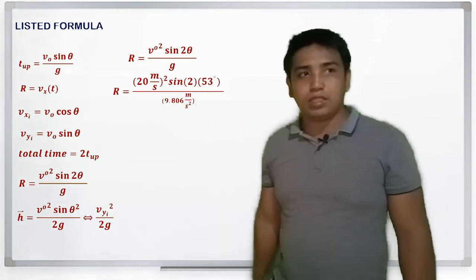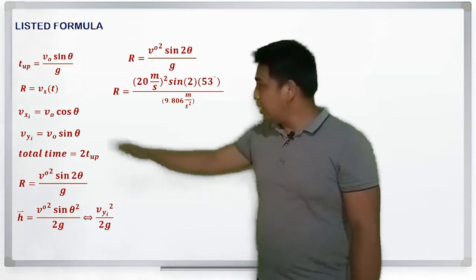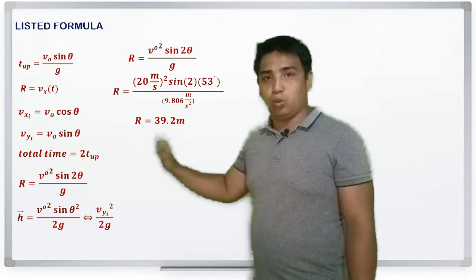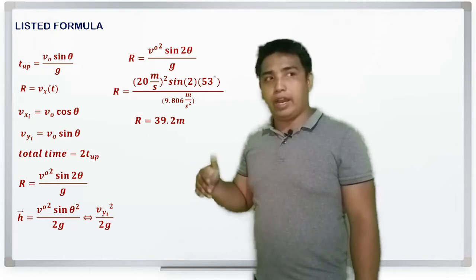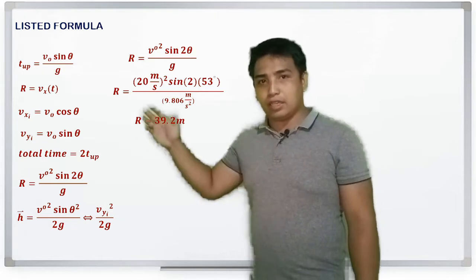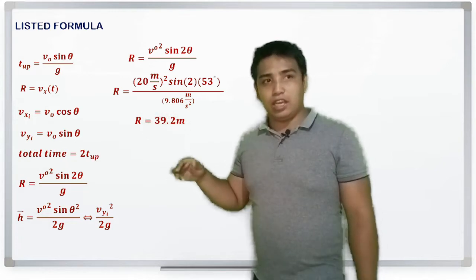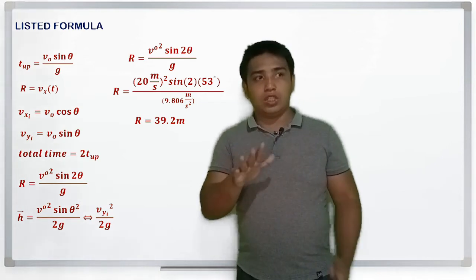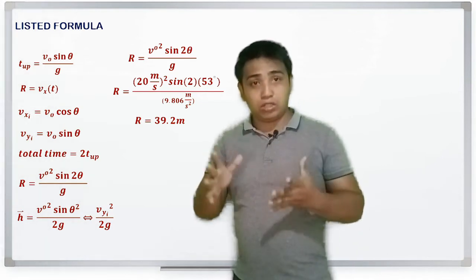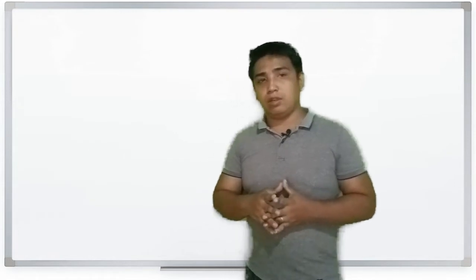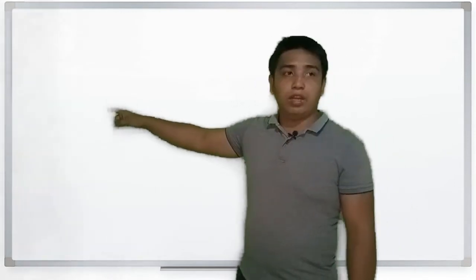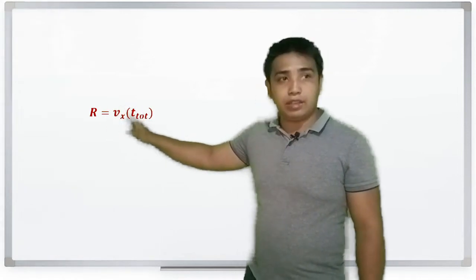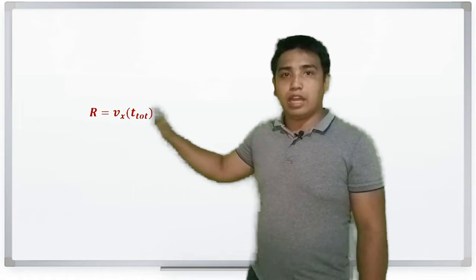And when you solve this particular expression, you're gonna find that the range is 39.2 meters. So the ball has traveled along the x-axis by as much as 39.2 meters. If you want to check the value, you can use the easiest formula, which is that the range is equivalent to vx, the velocity in the x-axis, which is constant, times the total time of travel.